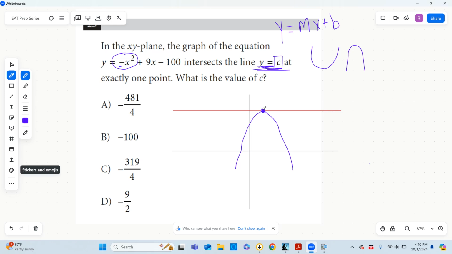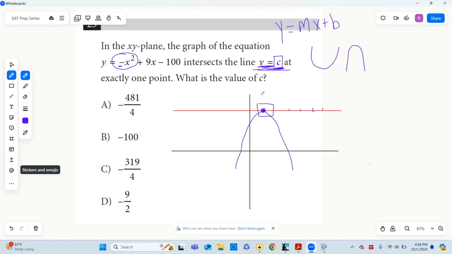So if I want to know what this constant is, and I have a horizontal line y equals c, this constant should be equivalent to the y value of every point on this line, right? And so that should be the same as the y value of the vertex of this parabola.